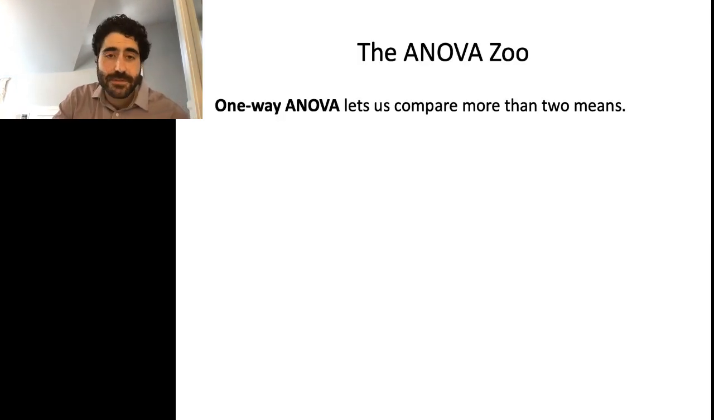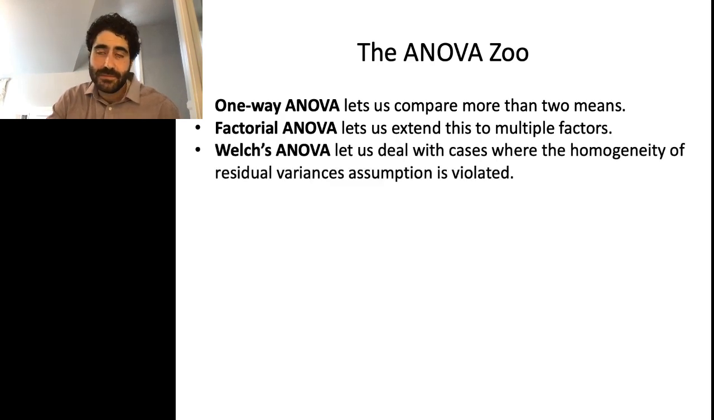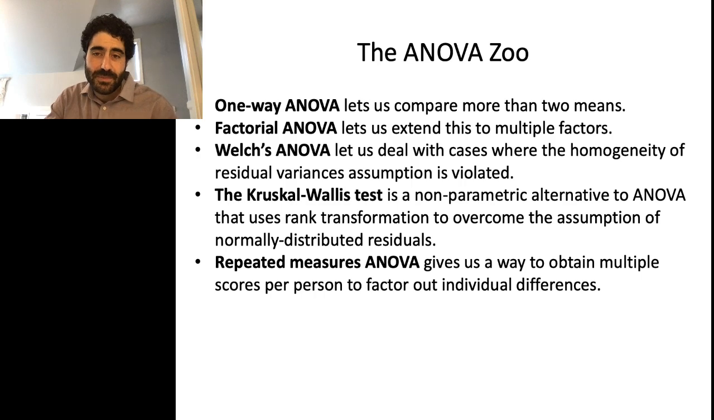Okay, so to summarize the first half of this lecture, the full menu of ANOVAs that we have is: if we have a single factor, we could use a one-way ANOVA. If we have multiple factors, we could use a factorial ANOVA, which could be two-way, three-way, or more. If we have different population variances in different groups, we could use a Welch's ANOVA. If we have non-normally distributed groups, we could use a Kruskal-Wallis rank version of ANOVA. If we have multiple measures for each person, we could use a repeated measures ANOVA.